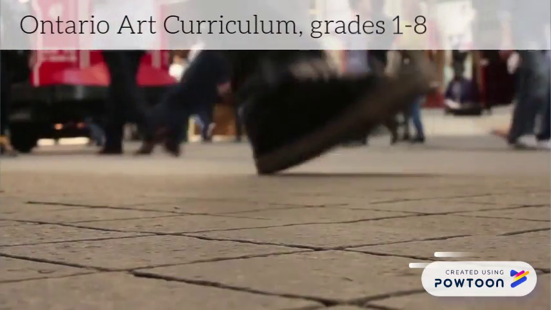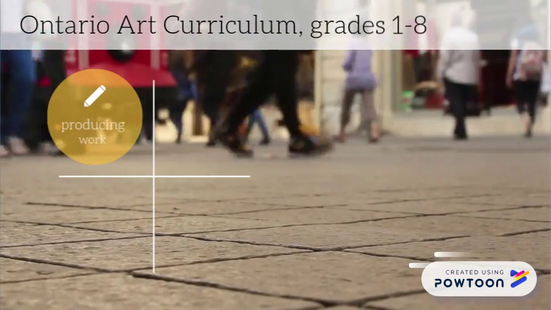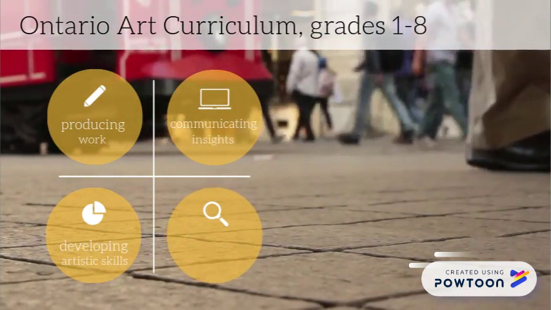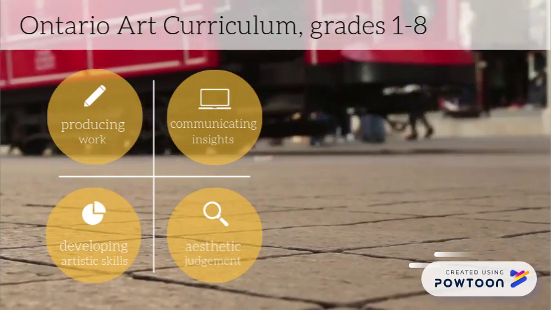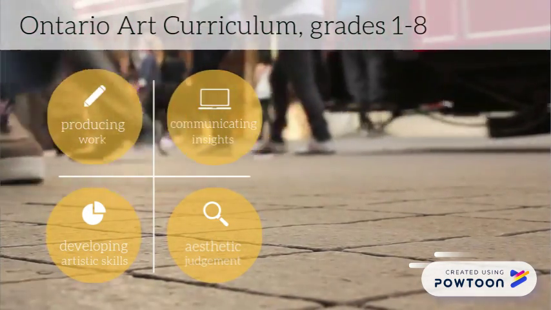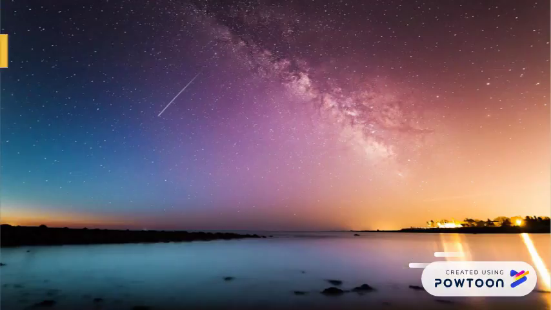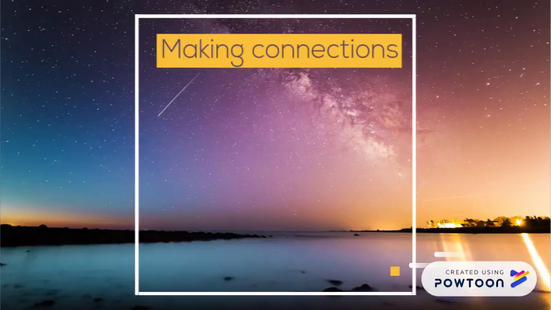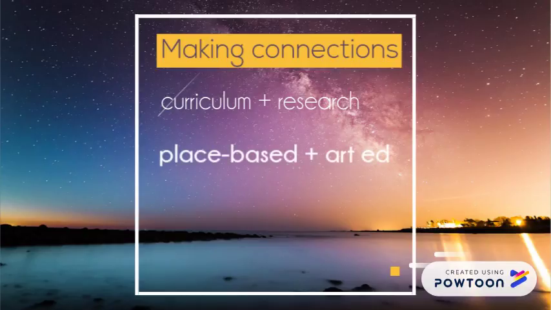The Ontario Art Curriculum focuses on producing work, developing artistic skills, communicating insights, and building aesthetic judgment. Ideas underlying the curriculum include making a commitment to social justice and dealing with environmental issues, and making connections to other subjects. The Teacher Guide to the AGO on Environmental Art thus links expectations underlying the arts curriculum with research on critical art education.